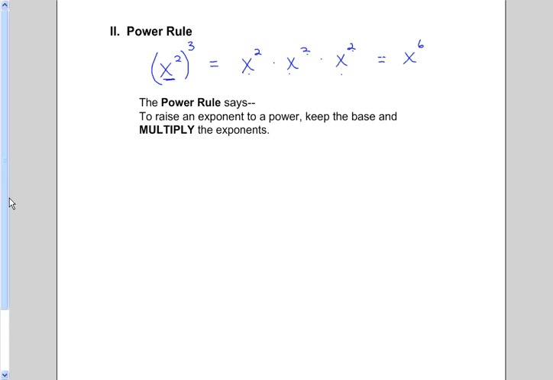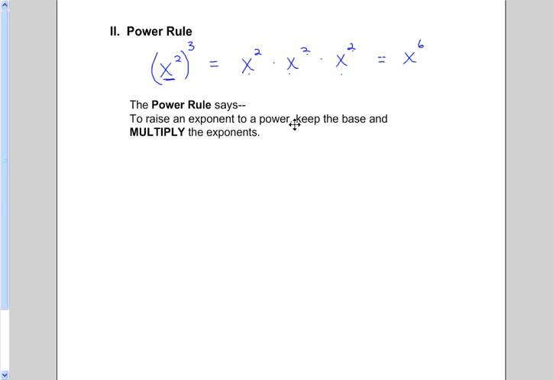It tells us that if you want to raise an exponent to a power, keep the base and multiply the exponent. So when it says keep the base, that means keep the x, like I did right here, and then just multiply the exponents, because what would 2 times 3 be? It would give me the 6. The way that I remember this one is these are the ones that you're going to have parentheses with.